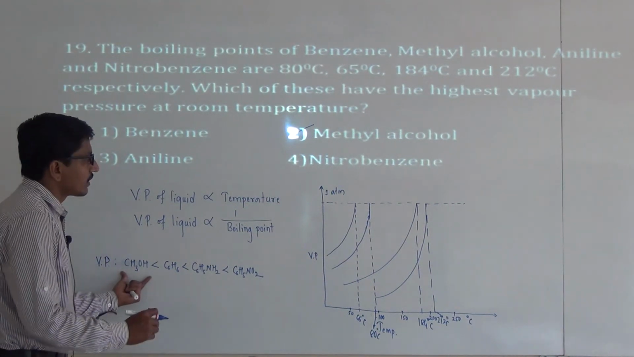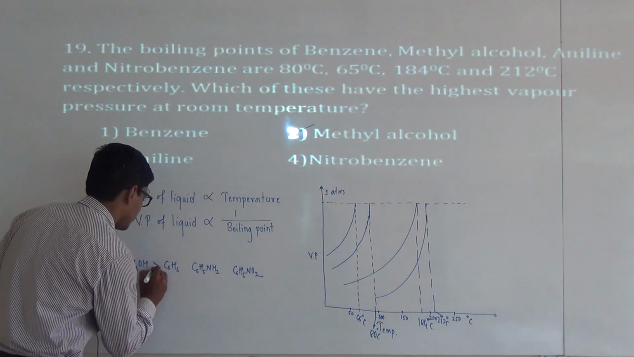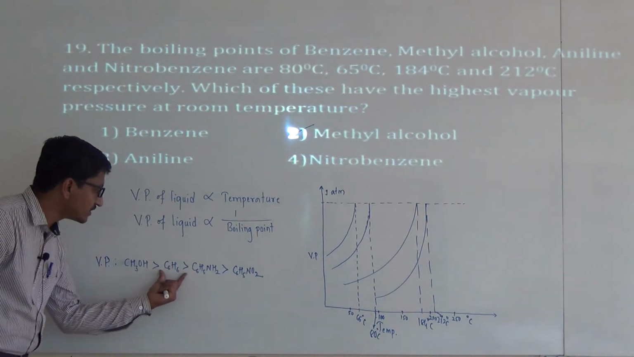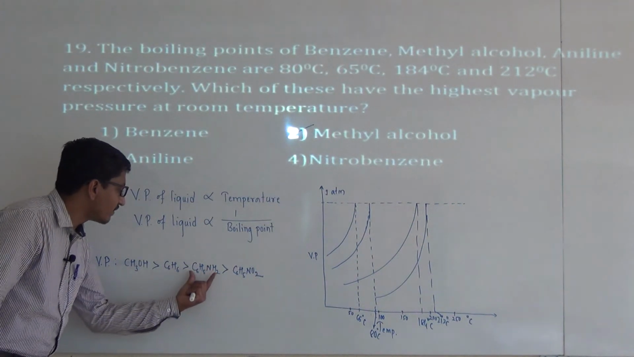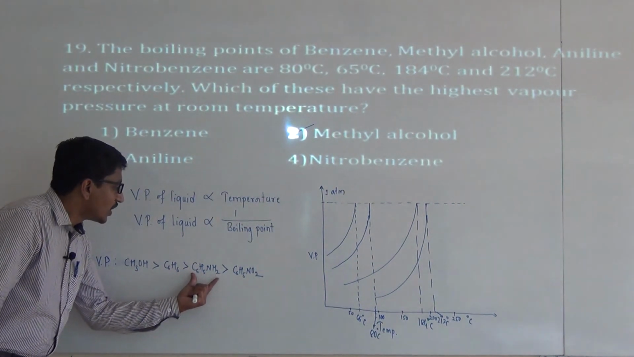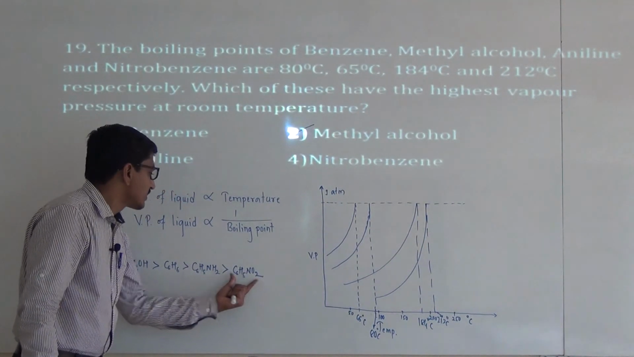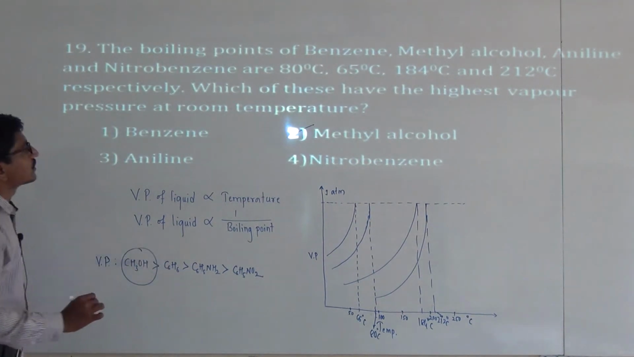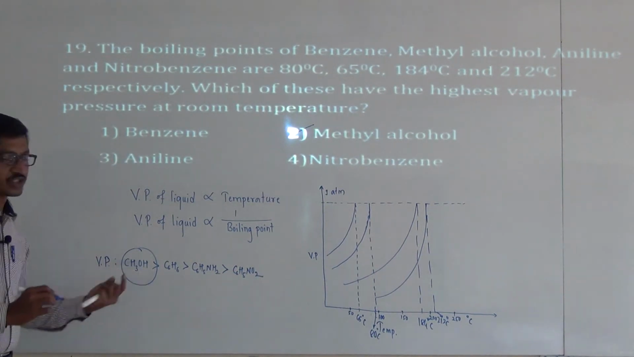Here the vapor pressure of methanol is higher than that of benzene, and the vapor pressure of benzene is higher than that of aniline, and the vapor pressure of aniline is higher than that of nitrobenzene. The highest vapor pressure among these liquids is methyl alcohol.